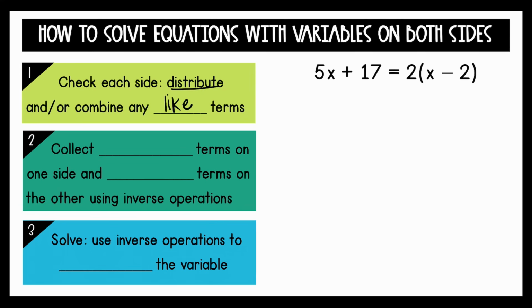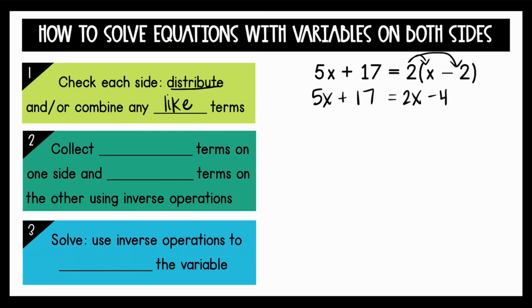So let's look at this equation as an example. On the left, 5x plus 17, nothing can be distributed or combined, so I would leave it as is. However, on the right, because of these parentheses, we see that we need to distribute 2 or multiply it by each term inside parentheses. So I would write the right side as 2x minus 4.